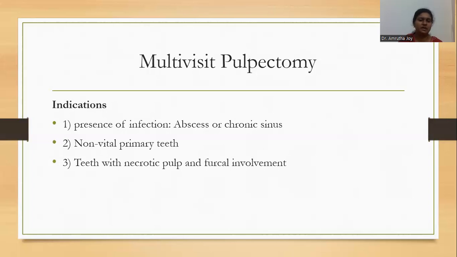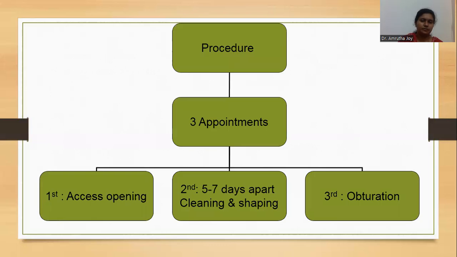Multi-visit pulpectomy is indicated when infection is present, that is an abscess or sinus, or non-vital primary teeth, and teeth with necrotic pulp or teeth with furcal involvement, that is radiolucency present at the bifurcation or trifurcation area. The procedure is usually completed in 3 appointments. In the first visit, access opening is done and necrotic pulp tissue should be removed. Then a closed dressing is given. Then the second visit, 5 to 7 days apart, we do biomechanical preparation of the root canals, and if needed, an intracanal medicament should be placed, and in the third visit obturation is done.